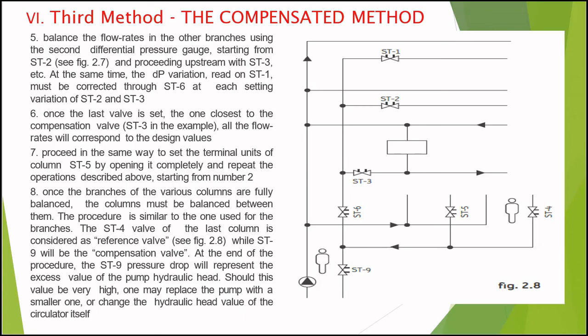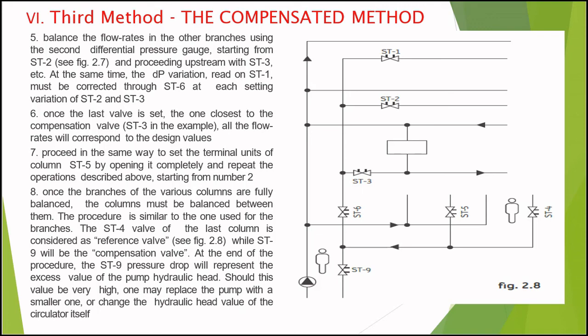We have to proceed in the same way to set the terminal units of column ST5 by opening it completely and repeat the operations described above, starting from number 2. Once the branches of the various columns are fully balanced, the columns must be balanced between them. The procedure is similar to the one used for the branches.